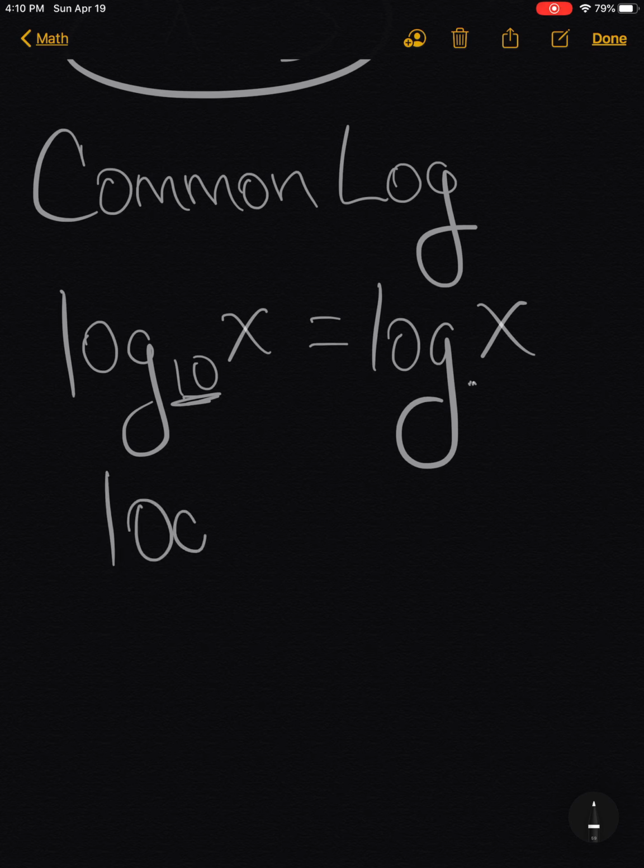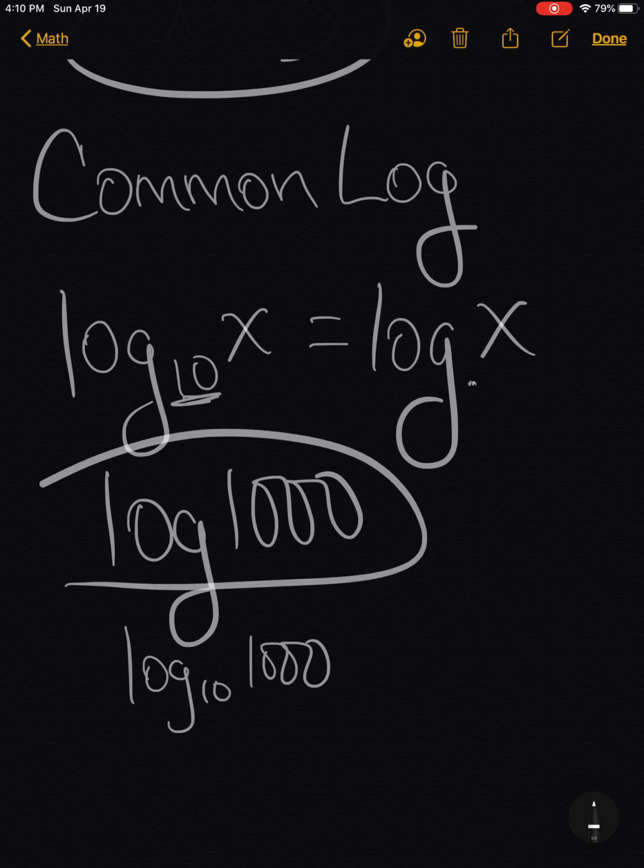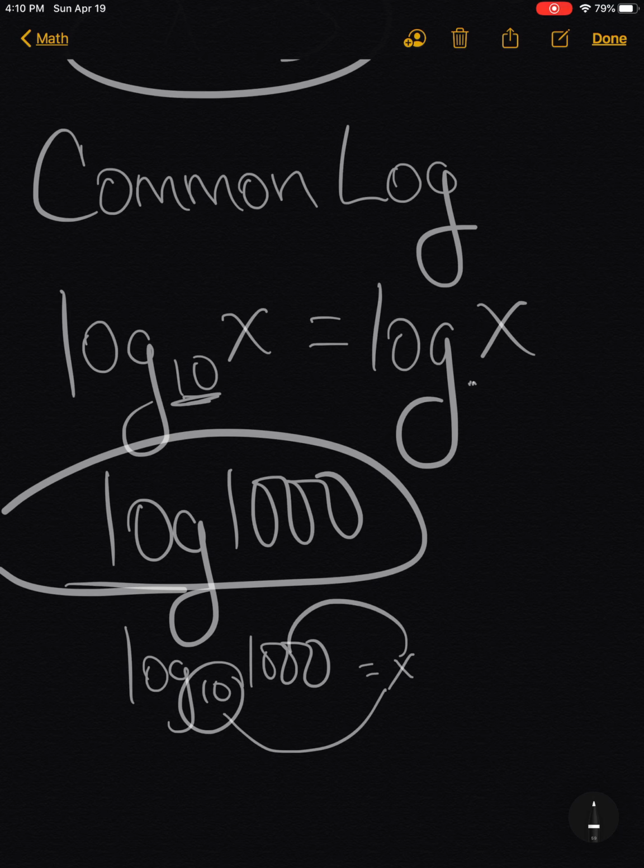So what do I mean? I'm going to say like log of 1,000. So you'll just see that problem without the base, and it's understood that that means log base 10 of 1,000. But again, you can just take this and put it in the calculator if you don't want to think, or you can do the snail if you want. So it's saying 10 to what power equals 1,000, and that would be 3, right? Okay, so that is common log.